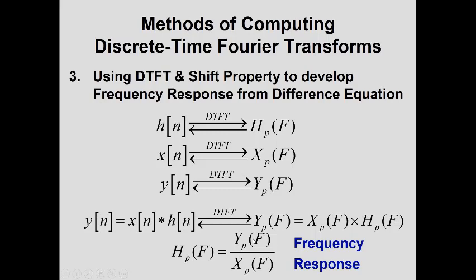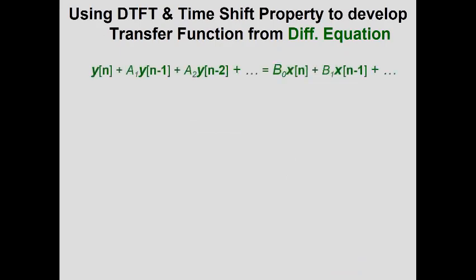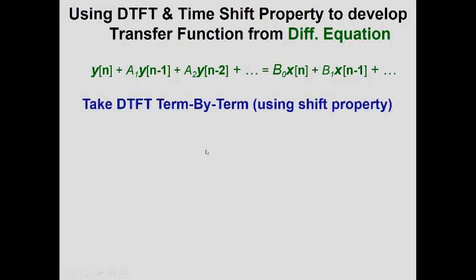Where do I get these from? Well, that's exactly what the difference equation tells me. It tells me the relationship between the output and the input. We need that relationship in the DTFT domain, though. So we take the difference equation and take its discrete time Fourier transform term by term, applying the shift property wherever we need to.